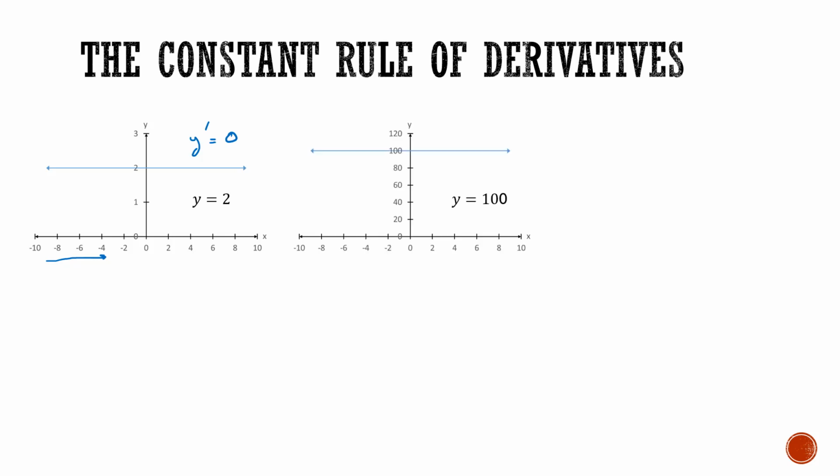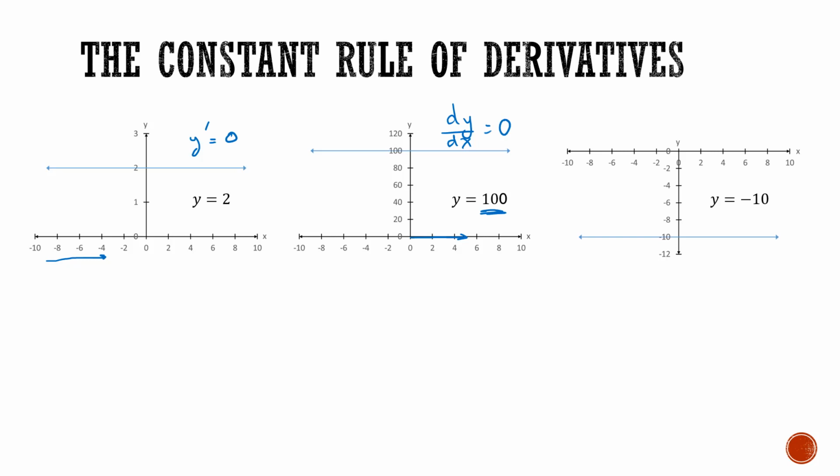When y is equal to 100, once again, we have y as a constant. Thus, as x changes, as x goes from left to right, y isn't changing, so the derivative dy over dx is equal to 0. And that goes for whether y is equal to a positive value or a negative value. Here we have y is equal to negative 10. It's still a constant even though it's negative. So as x is increasing over here from left to right, we're still not seeing any change in y. y is negative 10 regardless of what x is.